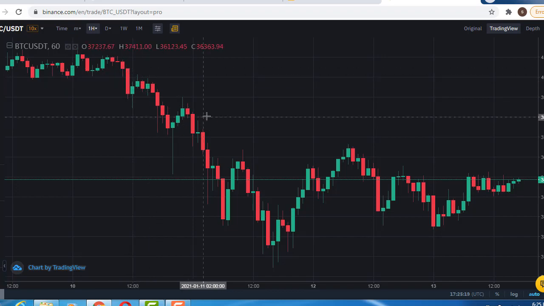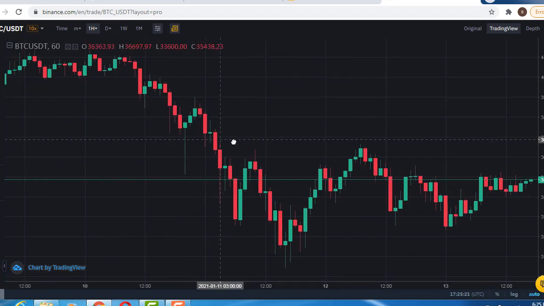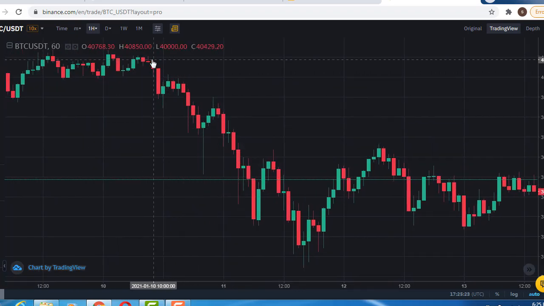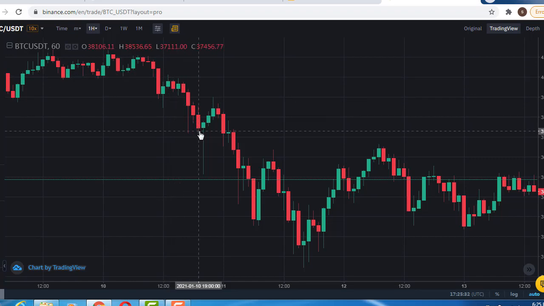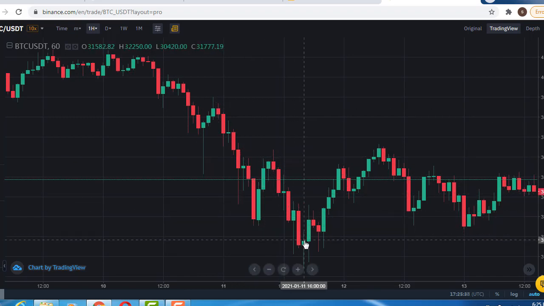So if you look at this very chart, you will discover that this was a high. So we call this a higher low. This was a lower low. The market goes up. This is a lower high. This is a lower low. This is a lower high. This is a lower low. This is a lower high. This is a lower low.